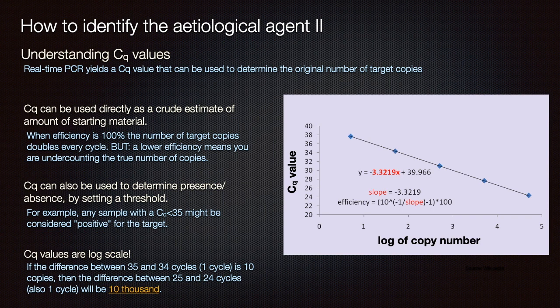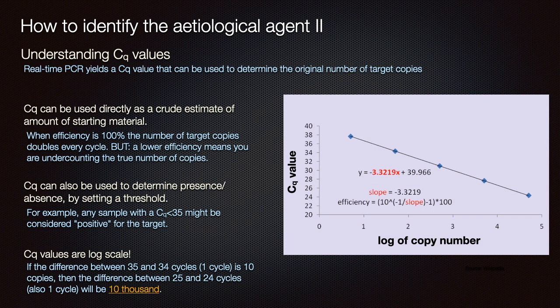So real-time PCR is fully quantitative. In other words, it can tell you how many copies of a target were in the original sample. Interpreting CQ values, however, can be somewhat of a challenge. So in this slide, we're going to walk through how we do that. The first thing we have to understand is that the efficiency of the PCR reaction plays a major role in how accurately you can quantify a particular target.